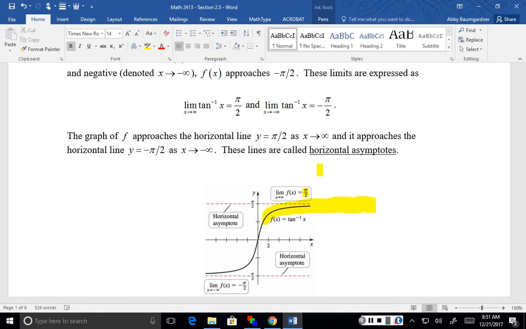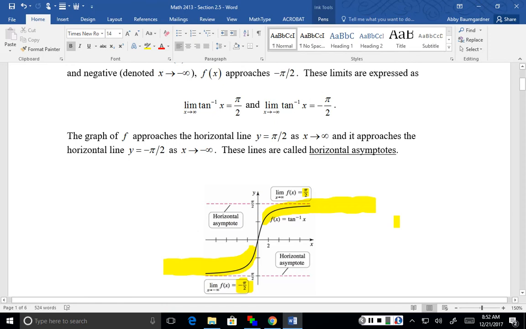We can do something similar if we approach negative infinity, which means we want to see what the graph is doing at the far left side of the picture. So I put my pin somewhere on the graph and I move towards an x value of negative infinity, and what we see is that our graph slowly collapses to negative pi over 2, or has a y value of negative pi over 2.